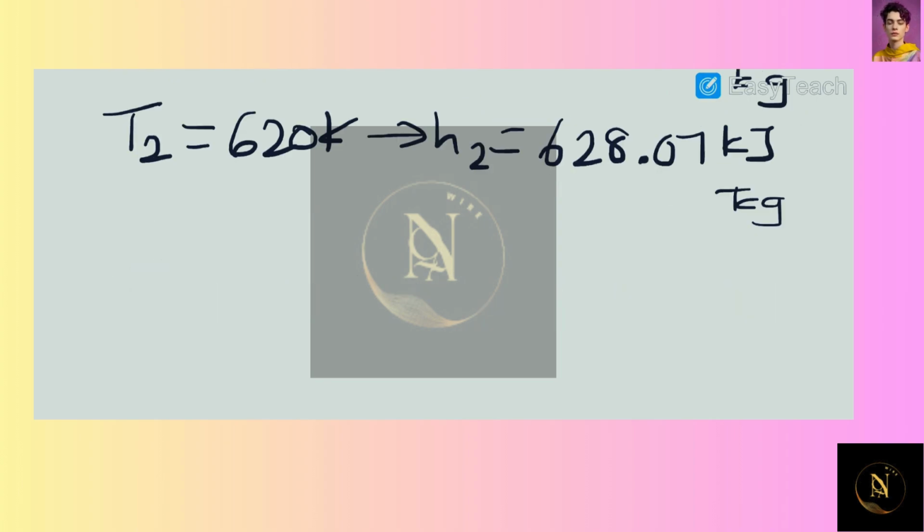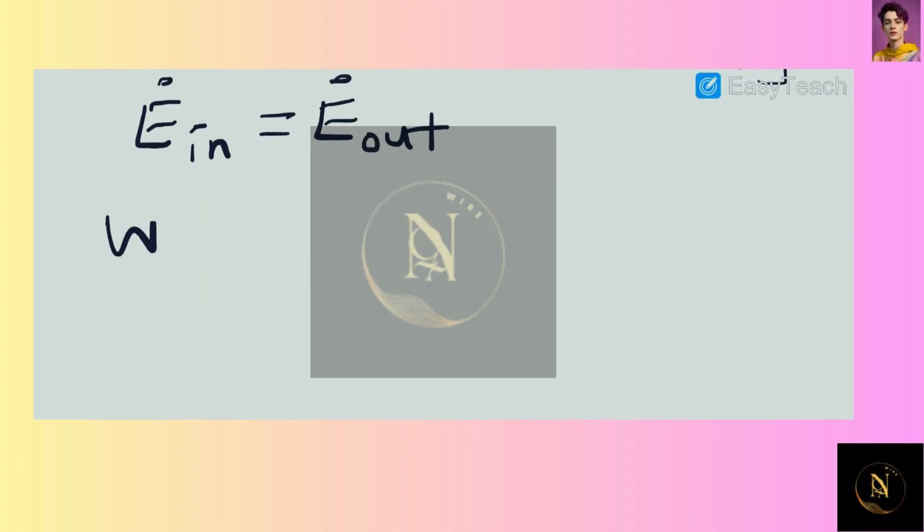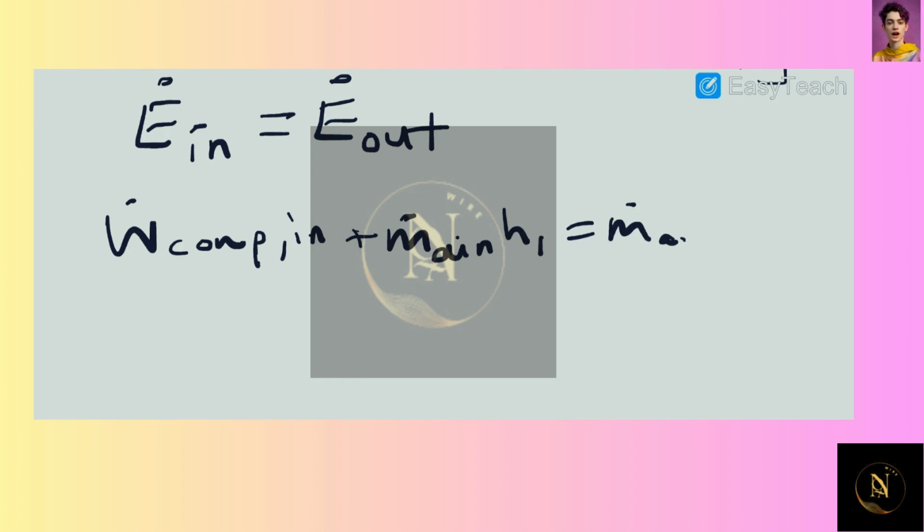Next, we're going to write down our energy balance. Since we are operating at steady state conditions, we know that the rate of change of energy coming into the system is equal to the rate of change of energy leaving the system. We're going to take the compressor as our first system, and we're going to say that the work coming into the compressor plus m dot air H1 is equal to m dot air H2.